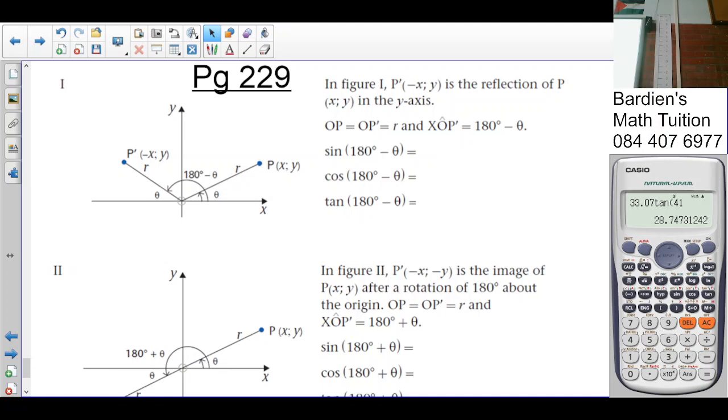We are told that P dash, which is minus x and y, is a reflection of P, which is x and y, in the y-axis. You see we reflect this point in the y-axis, then it lies here. Can you see that, people? OP has to be equal to OP dash, both are your radius. And XOP dash is 180 minus theta. As you can see, this angle is theta, this angle has to be theta, and then of course angles on a straight line give 180 minus theta. Are you all okay with that?